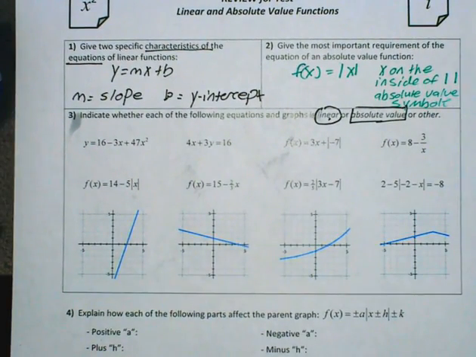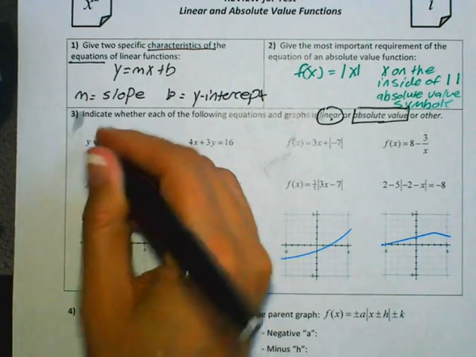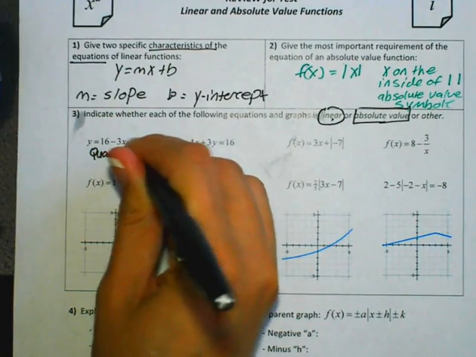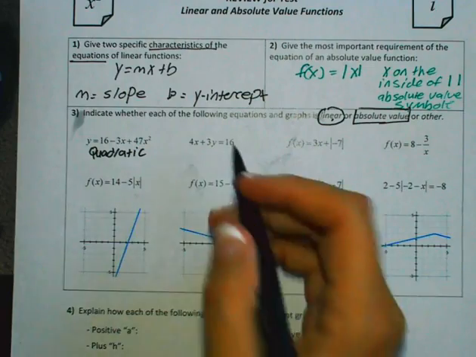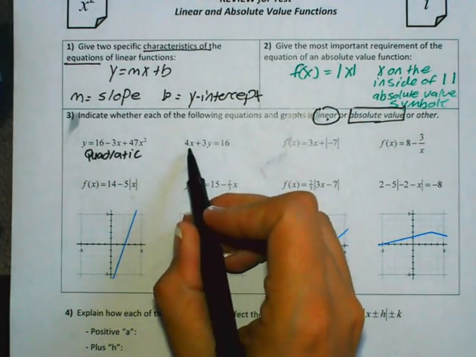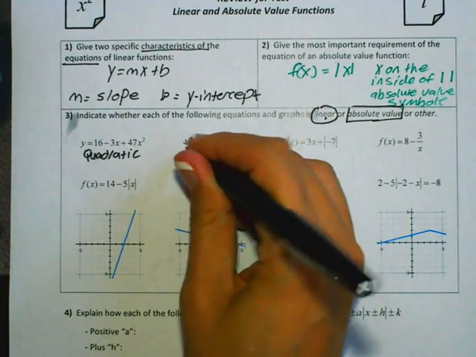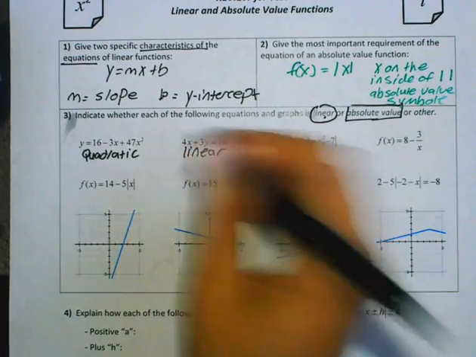All right, so the first one, I see that the x is squared, so I know that this is a quadratic. If you're not sure, you can always put these in the calculator. I'm not going to do all of them in the calculator, but you can put them in the y equals function of your calculator. Let's look at the next one. Okay, I see that I just have the x, and it's not squared, it's not an absolute value, so this is a linear function. I'm going to put a circle around that.